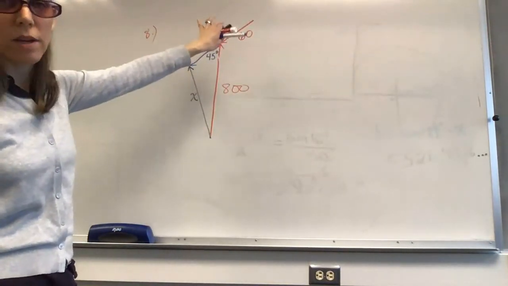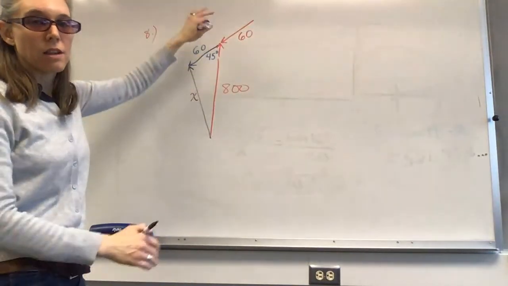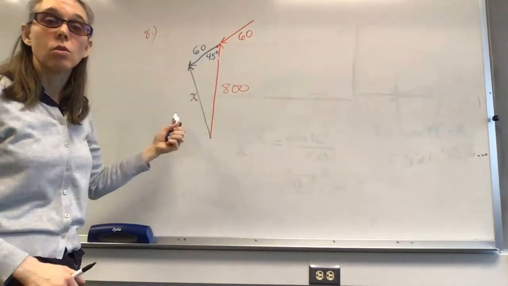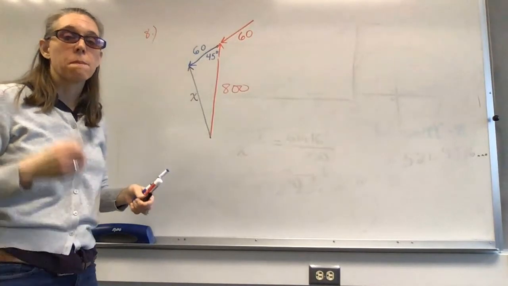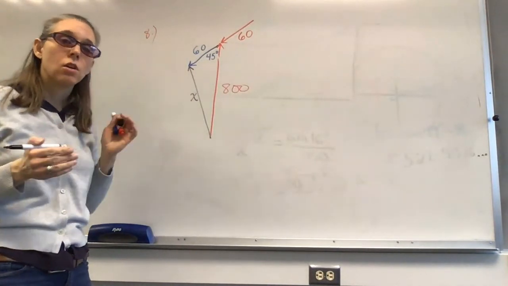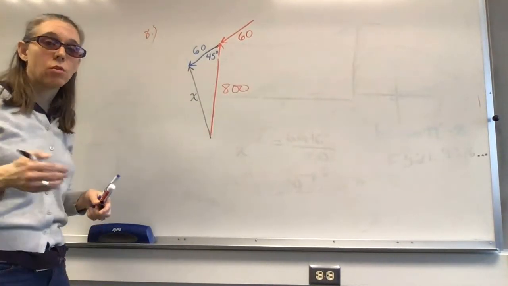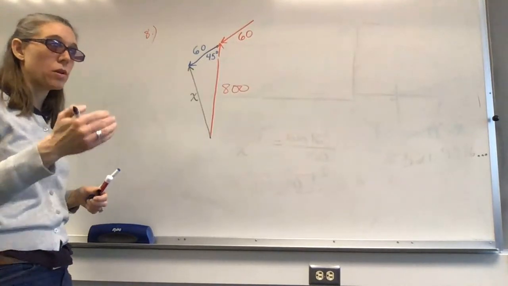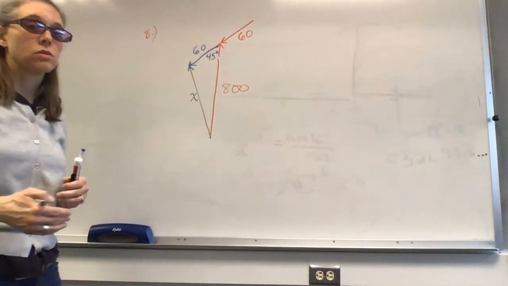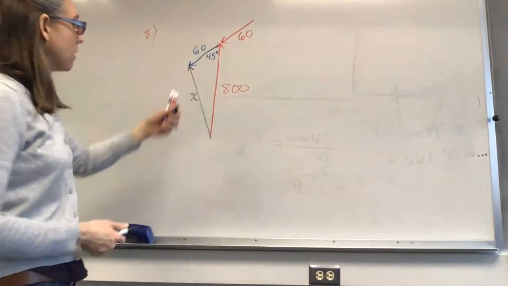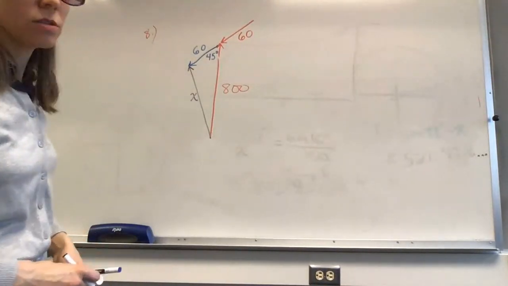Notice that if the wind is coming from the northeast, that should make the plane go slower. So pay attention to whether or not the plane would be going faster or slower depending on where the wind is coming from. Is the wind working against the plane, or is the wind helping the plane? And then this would be a law of cosines problem.